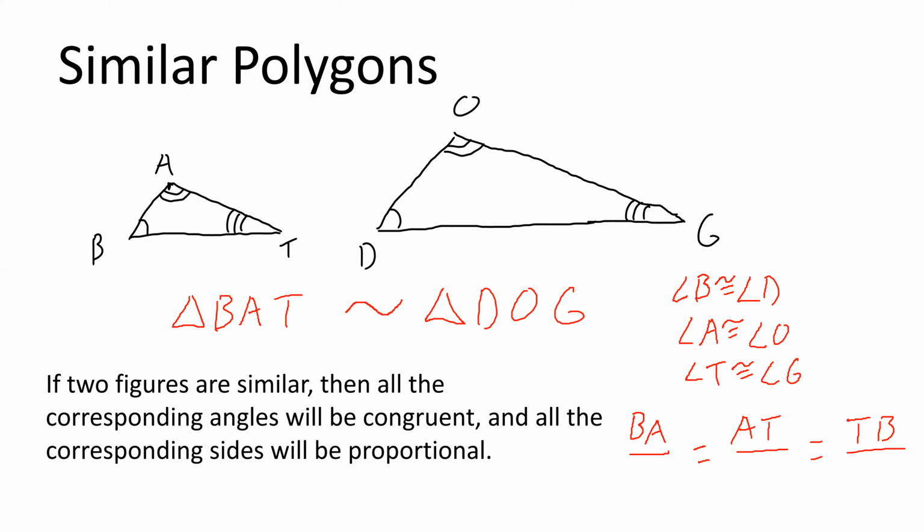I'm going to match them up with the corresponding parts of the bigger triangle there. So BA matches up with DO. AT matches up with OG. TB matches up with GD. So if I was to have any one of these sides compared with the sides that are corresponding, they would be proportional or equal to the ratio of any other set of corresponding sides.